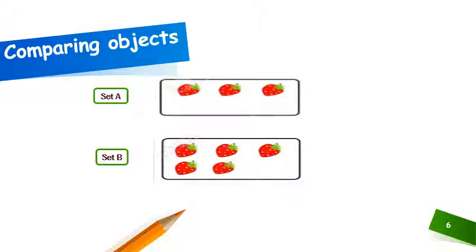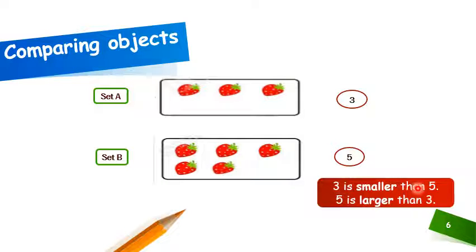Here you see again that there are some strawberries in different sets. Set A and set B. Okay. So how many strawberries are there in set A? 1, 2, 3. 3 strawberries. And how many strawberries in set B? 1, 2, 3, 4 and 5 strawberries are there in set B. Okay. So can you tell me which number is smaller and which number is larger? Yeah. 3 is smaller than 5 and 5 is larger than 3. Okay. So we got to know that set B has more strawberries than set A.